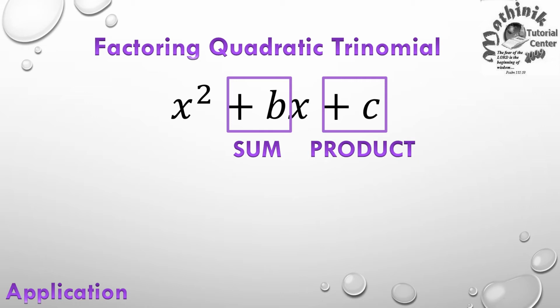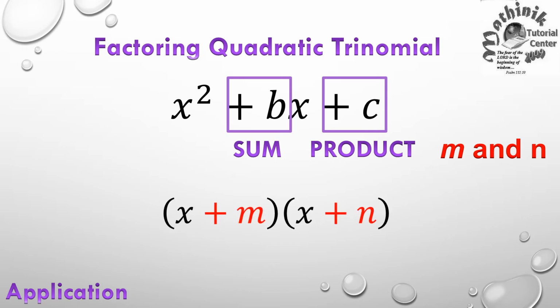So that means if the two numbers are m and n, then the factors of x squared plus bx plus c is x plus m times x plus n. Easy, isn't it? So we think of two numbers whose sum is equivalent to the b in our form and whose product is equal to the c in our form of the quadratic trinomial, then you can easily give the factors. Let us try some examples.